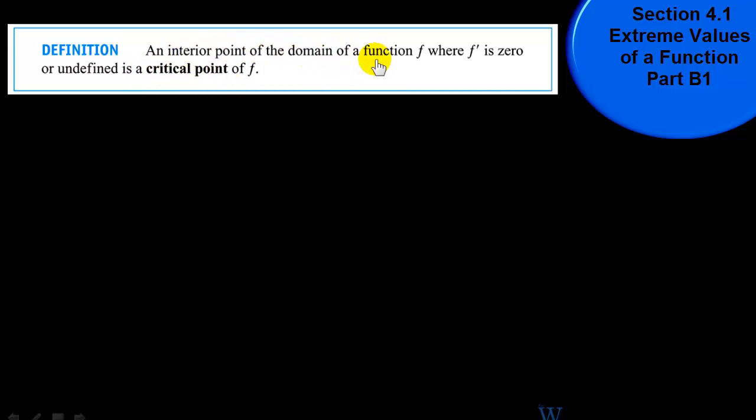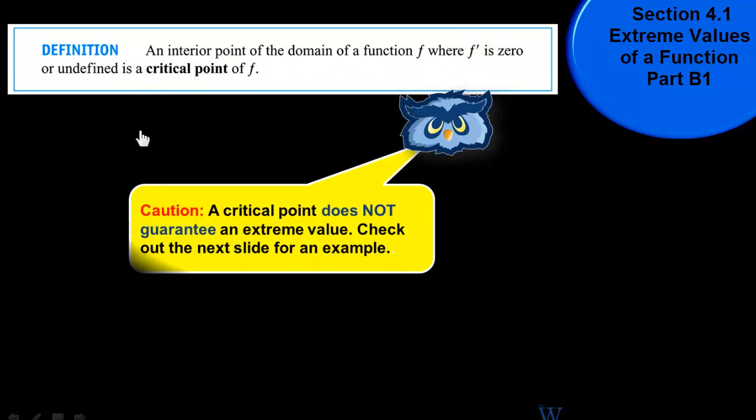An interior point where f prime is either 0 or undefined is called a critical point. So what does this mean? It's just saying that a critical point is where the function has a 0 slope, or if it's undefined, that means the derivative may not exist there, or it's a vertical slope. But that doesn't guarantee an extreme value, okay? But they are good candidates. Let's check out the next example.